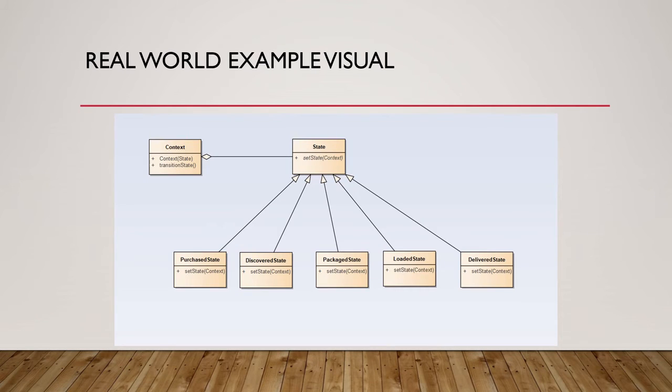And this is a visual of what the real world example would look like. So again, we have the context, the state, and we have our concrete states. We have 5 of them: the purchased state, the discovered state, packaged state, loaded state, and delivered state. And as we've said many times before, these concrete states are just implementing the interface from the state class, the abstract state class.